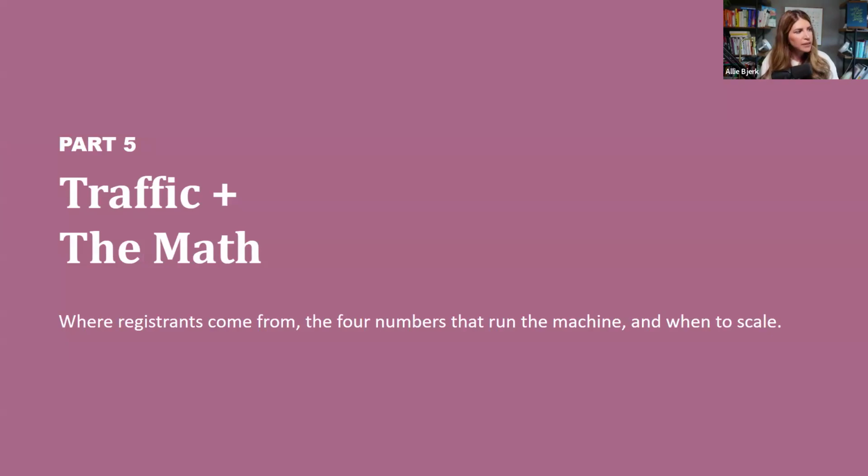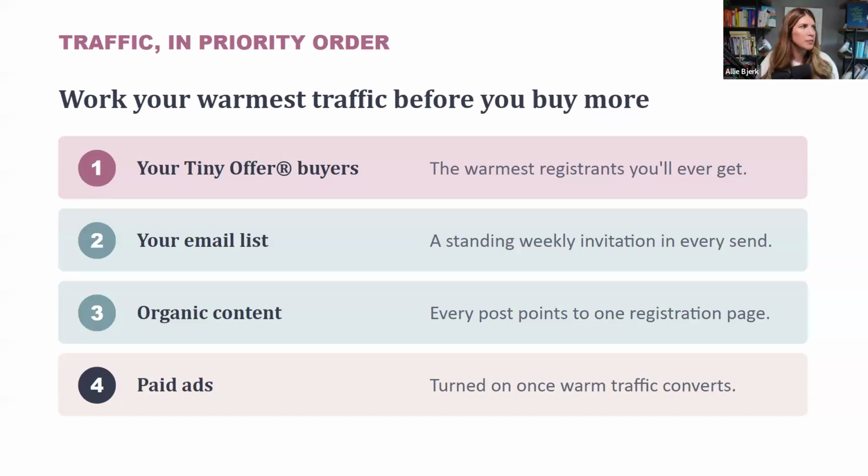So the 5th thing we're going to talk about, and I'll try to keep this quick, is the traffic and the math. The most important thing is knowing where registrations come from and knowing how to judge who's going to be the warmest, where your best leads are coming from. What I found is people who often come into my Evergreen funnel or buy from the Evergreen funnel are people who bought my tiny offer first and then come into the Evergreen webinar.